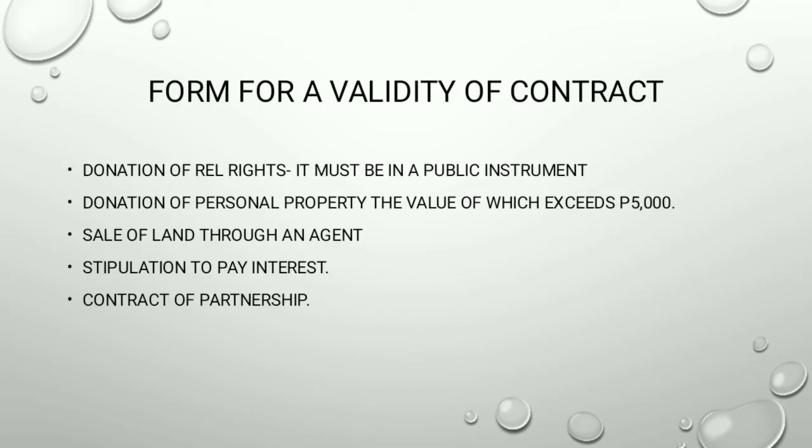Dito pala sa Article 1356, ito yung form for validity of contracts. Donation of real property, kailangan daw nasa public instrument. Donation of personal property, the value of which exceeds 5,000, needs to be in writing. Sale of land through an agent and stipulation to pay interest ay kailangan naka-writing. Contract of partnership needs to be in public instrument.